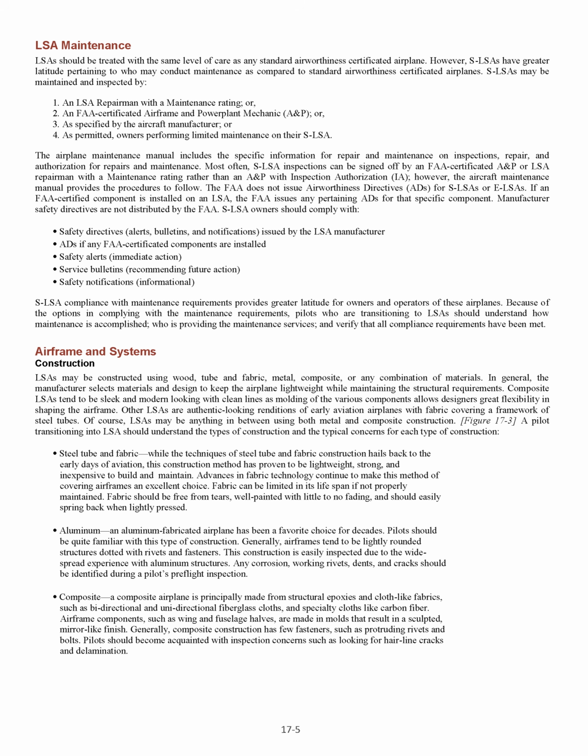Composite. A composite airplane is principally made from structural epoxies and cloth-like fabrics, such as bidirectional and unidirectional fiberglass cloths, and specialty cloths like carbon fiber. Airframe components, such as wing and fuselage halves, are made in molds that result in a sculpted, mirror-like finish. Generally, composite construction has few fasteners, such as protruding rivets and bolts. Pilots should become acquainted with inspection concerns such as looking for hairline cracks and delamination.